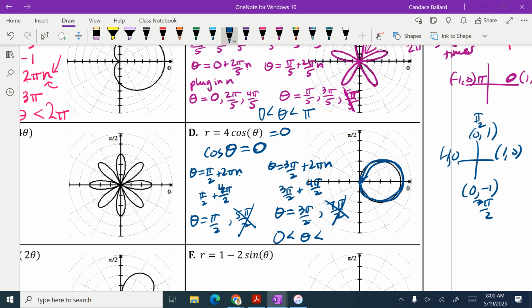Okay, so let's see what happens when we put it into Desmos. I think it's 0 to pi, because we started at 0, and then we loop around one time, and so we'd land at pi over 2.